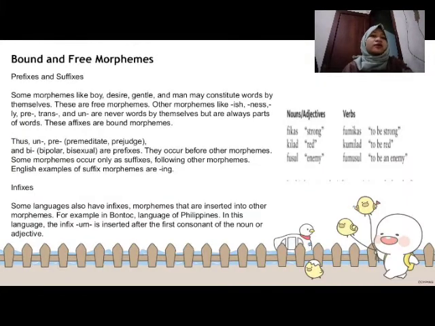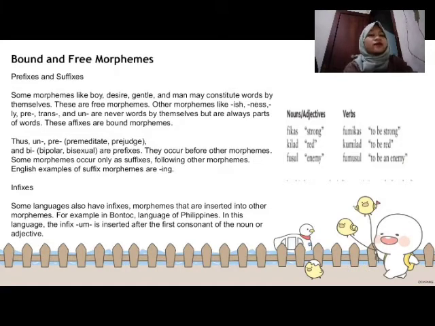Next, we have bound and free morphemes. In bound and free morphemes, we have prefixes and suffixes. Some morphemes like boy, desire, gentle, and man may constitute words by themselves. These are free morphemes. Other morphemes like ish, ness, ly, pre, trans, and un are never words by themselves, but are always parts of words. These affixes are bound morphemes.